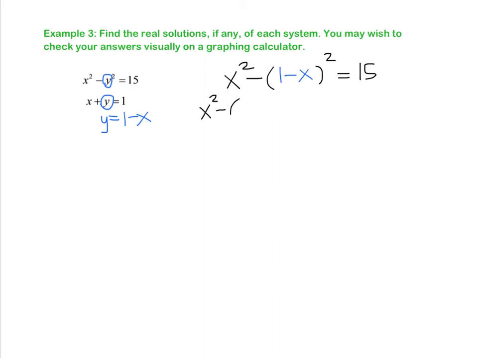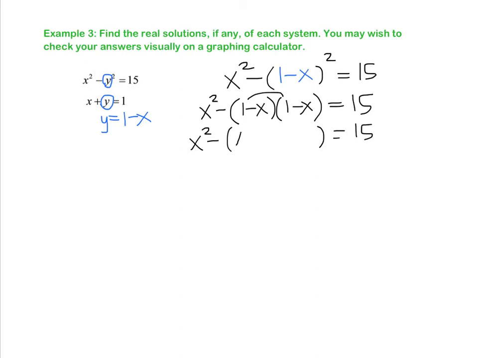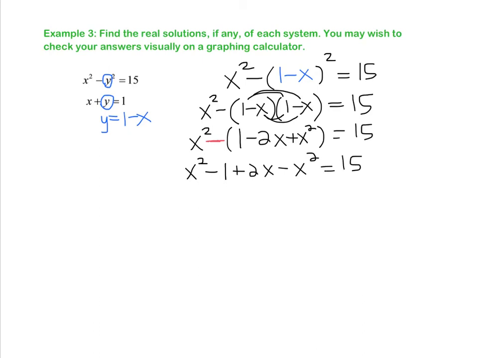So we have x squared minus, don't forget we're going to do 1 minus x times 1 minus x. So if we do that distribution, we'll do 1 times 1 is 1, then we'll get minus x, that's minus 2x, and then plus x squared. And then remembering to distribute this negative all the way through, we'll get x squared minus 1 plus 2x minus x squared equals 15.